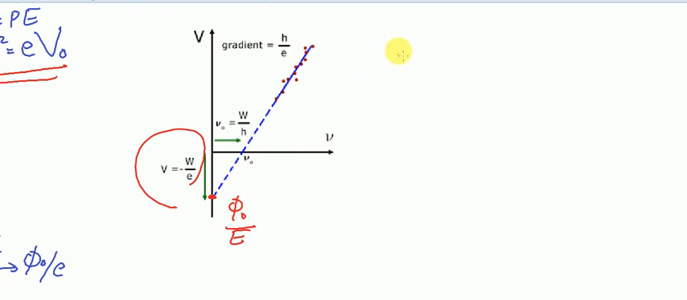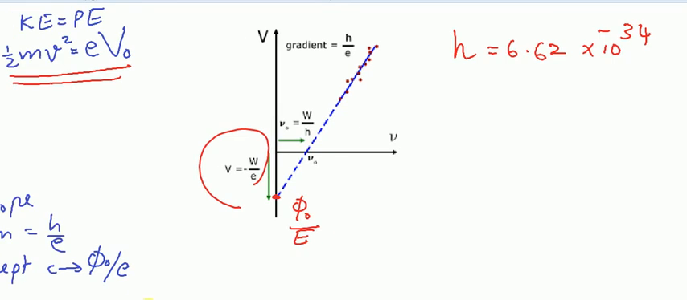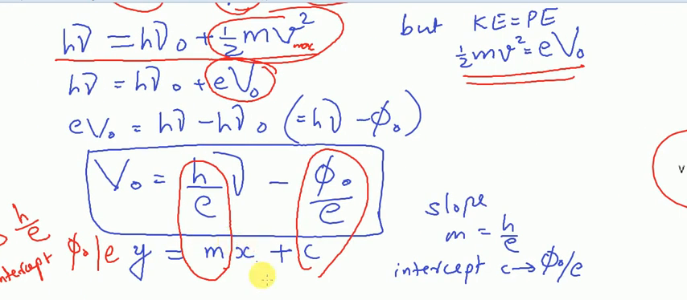Millikan calculated the value of h, Planck's constant, from this graphical observation, and he got 6.62 times 10 to the power negative 34, which is exactly the same value as Planck's constant. So this experiment by Millikan became a proof for Einstein's explanation of photoelectric emission.